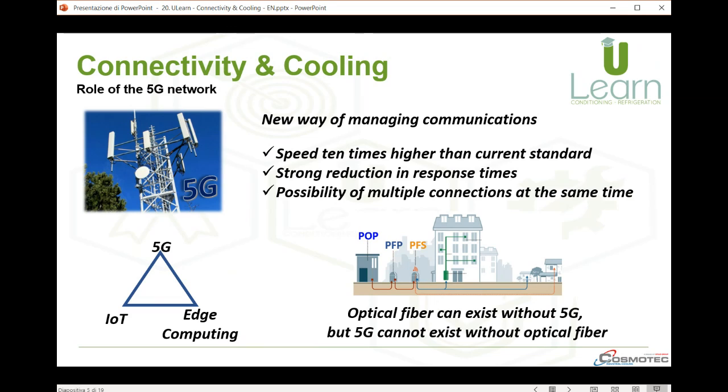5G will be basic for the future. Just think that some people are already starting to talk about 6G. 5G is closely related to IoT and edge computing. Now let's see them in brief.